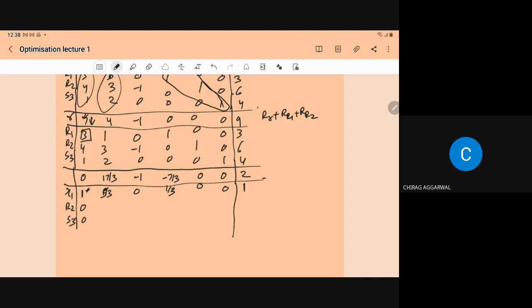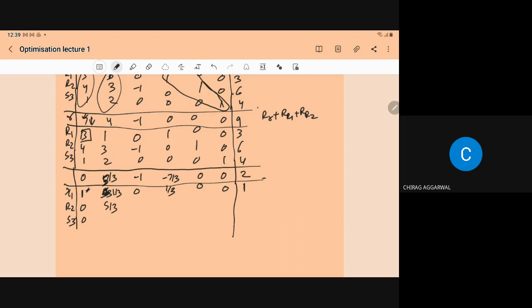So this 0 means 4 minus 4 of row 1. So 4 minus 4 of row 1, that is 0. So 3 minus... no, I made a mistake. It would be 5 by 3 instead of 17 by 3. Yes, this will be 5, so 1 by 3. So here 3 minus 4 by 3 means 5 by 3.